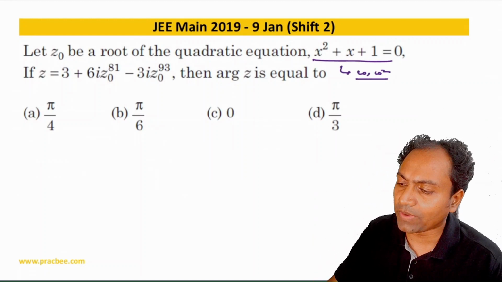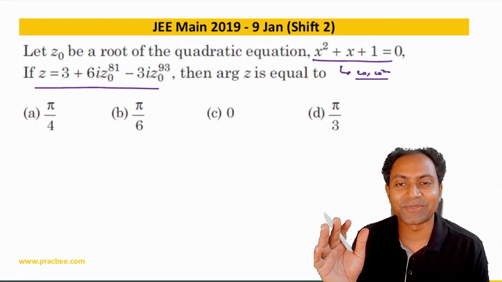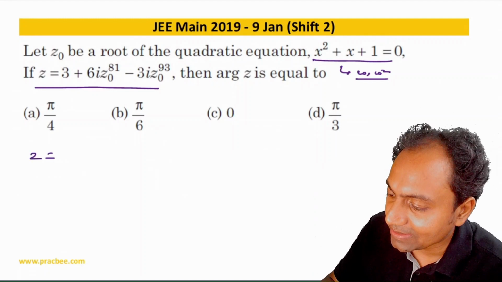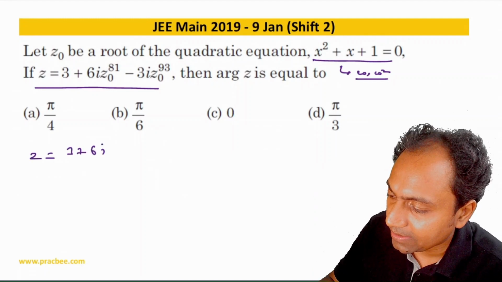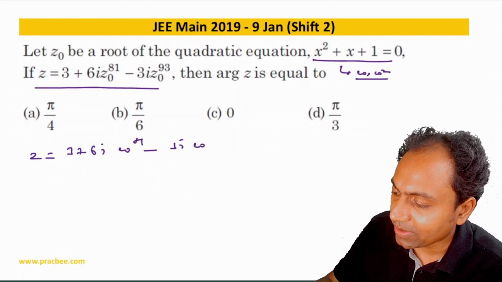In order to find the value of z, since it is a single option correct question, you do not need to consider both the values. Take any one. I am taking omega. So if you write this z, it is nothing but 3 plus 6i omega raised to the power 81 and 3i omega raised to the power 93.